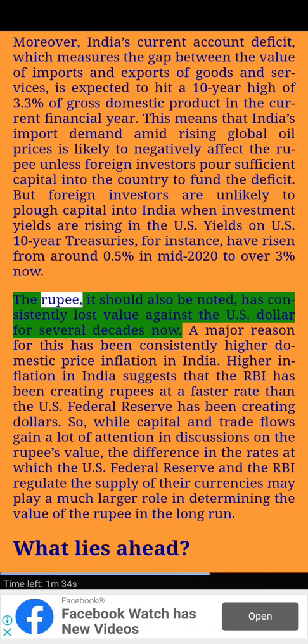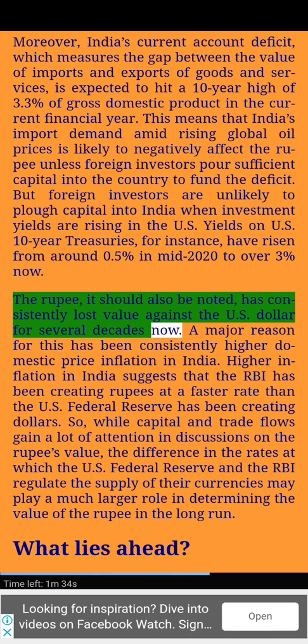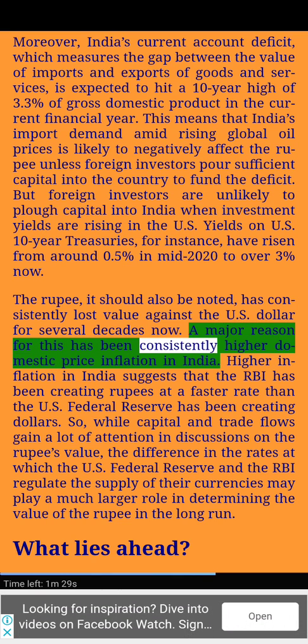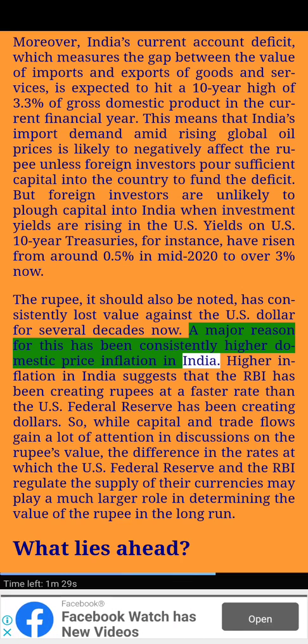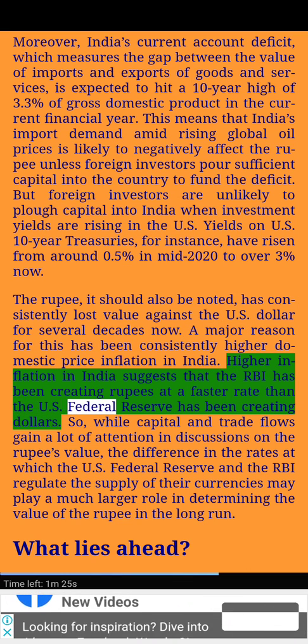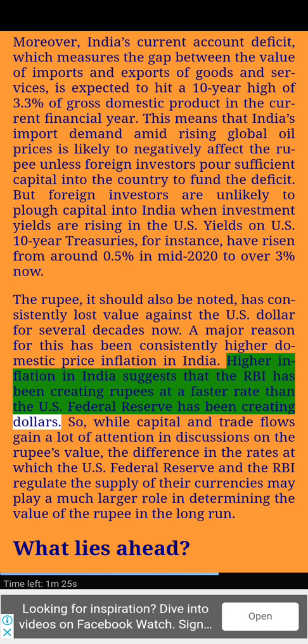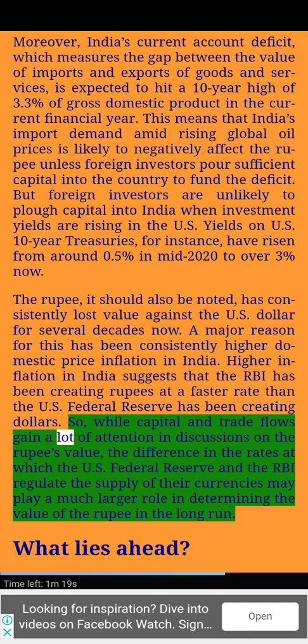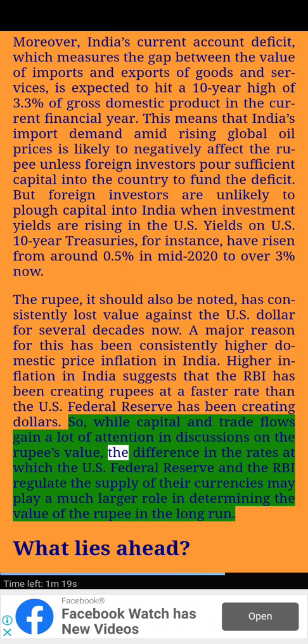The rupee, it should also be noted, has consistently lost value against the US dollar for several decades now. A major reason for this has been consistently higher domestic price inflation in India. Higher inflation in India suggests that the RBI has been creating rupees at a faster rate than the US Federal Reserve has been creating dollars. So, while capital and trade flows gain a lot of attention in discussions on the rupee's value, the difference in the rates at which the US Federal Reserve and the RBI regulate the supply of their currencies may play a much larger role in determining the value of the rupee in the long run.